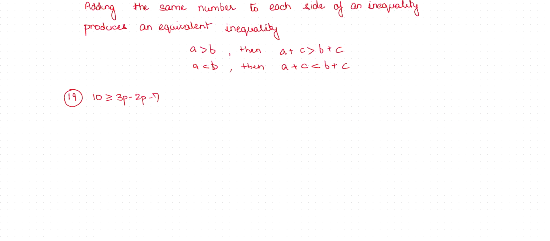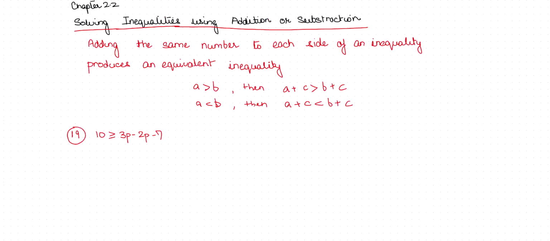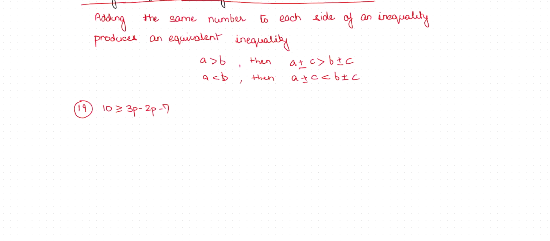So this is question 19 and we have to solve this. This addition property of inequality also works for subtraction. If we subtract the same number from both sides, it is also an equivalent inequality. So let's do question 19.